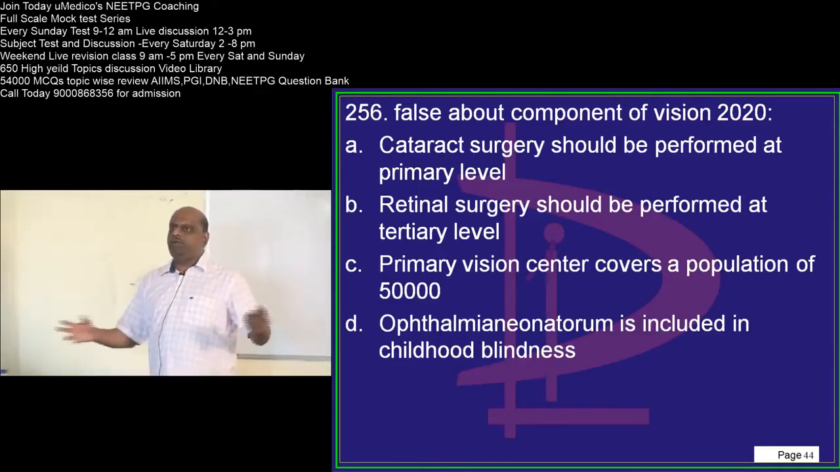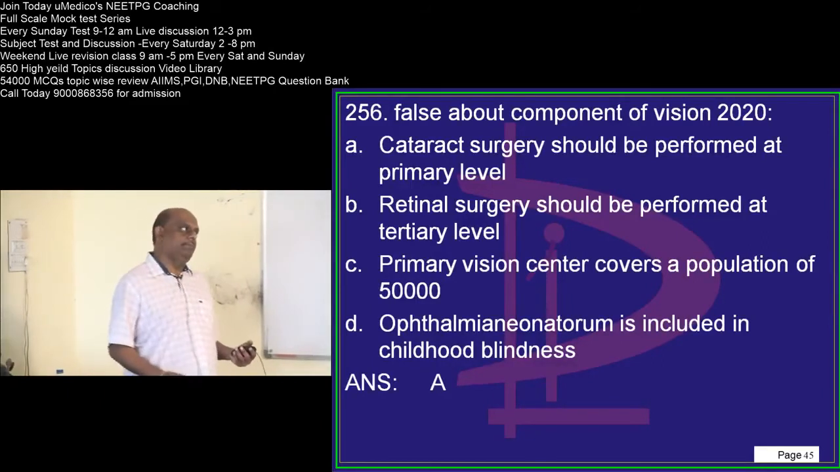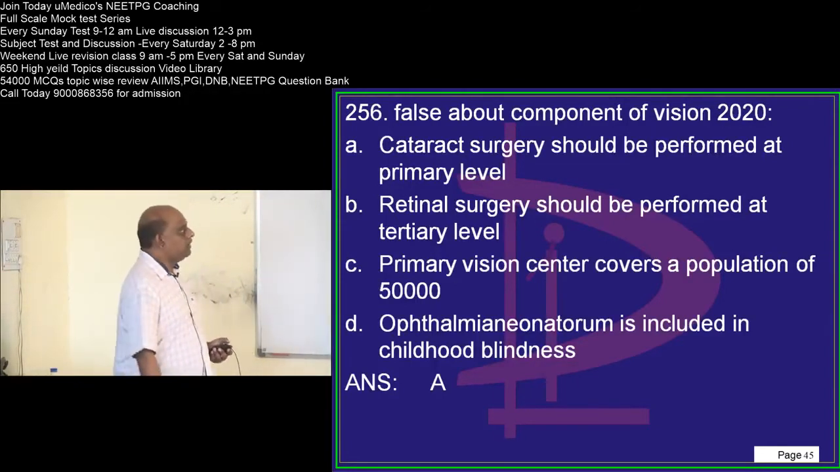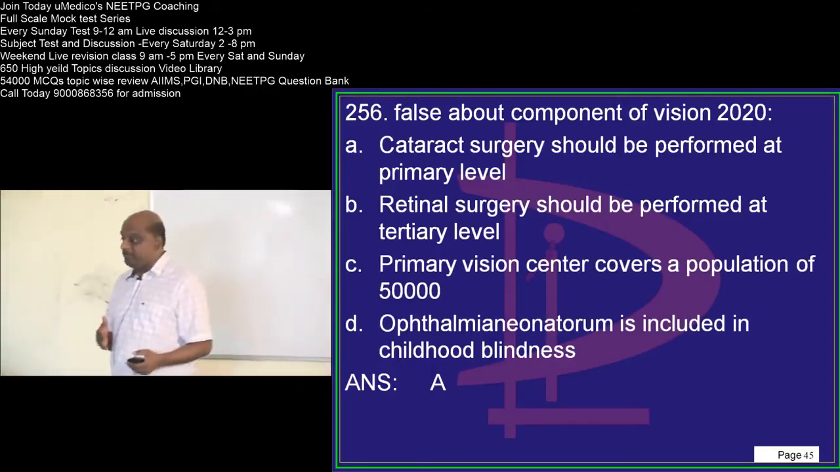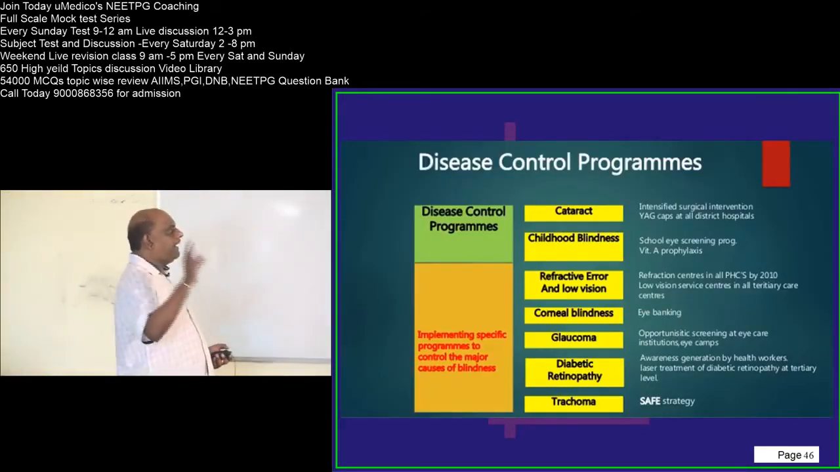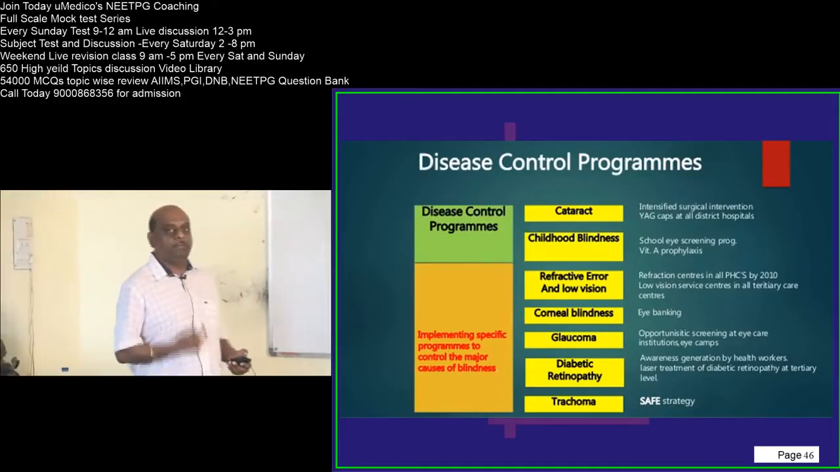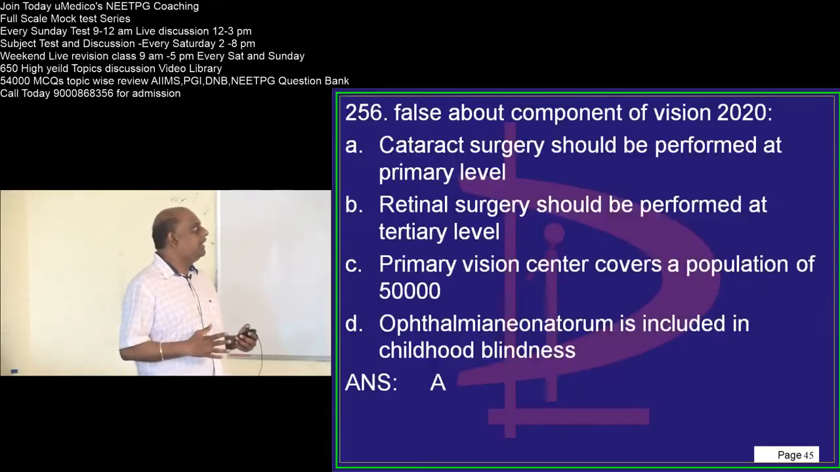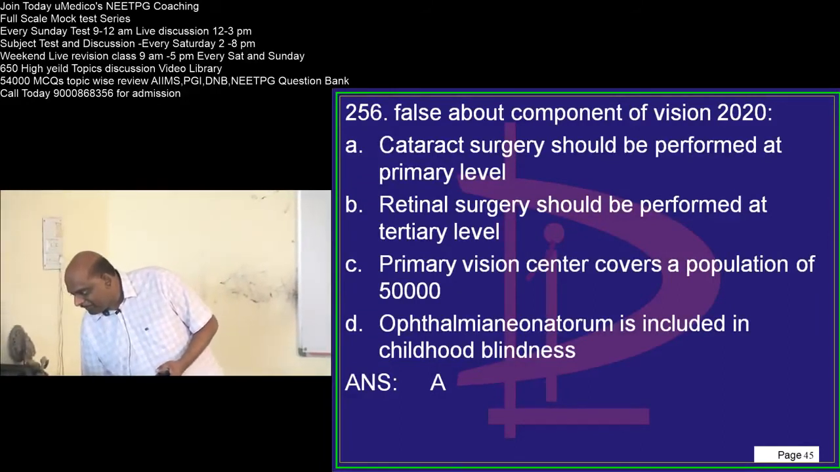Now, with regard to the Vision 2020, there are certain clinical conditions planned to be controlled by the Vision 2020. So cataract surgery is performed not at the primary level, it is performed at the district level, is what you have to basically remember. So cataract, childhood blindness, refractive error, corneal blindness, glaucoma, diabetic retinopathy, trachoma, these are all the conditions which are covered under the Vision 2020 is what you have to basically remember.